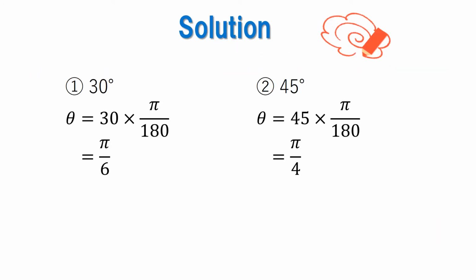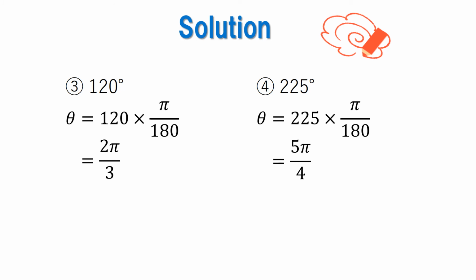For number 1, theta equals 30 times pi over 180, which is equal to pi over 6. For number 2, theta equals 45 times pi over 180, which is equal to pi over 4. For number 3, theta equals 120 times pi over 180, which equals 2 pi over 3. And finally, for number 4, theta equals 225 times pi over 180, which is equal to 5 pi over 4.